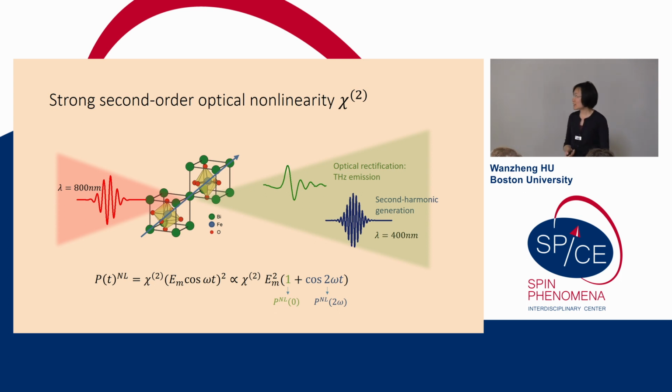Bismuth ferrite has a very strong second-order optical nonlinearity. We make use of that: when you shine, say, a single-frequency light on, we use 800 nanometers to probe, this very strong chi-2 effect will induce two nonlinear effects. You can have frequency doubling, which we call second harmonic generation, and you can also have a zero-frequency component generated, which is actually terahertz emission. By detecting the terahertz emission, we verify the ferroelectric polarization, and by detecting the second harmonic generation, we check how the system changes symmetry in the light-driven state.